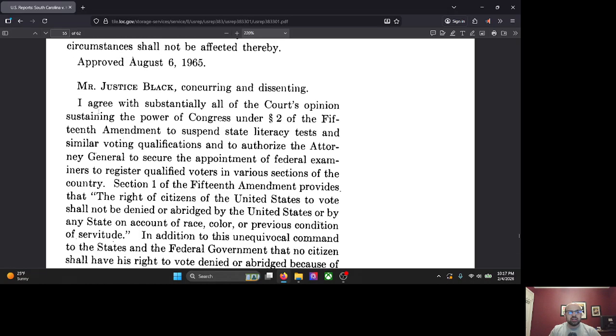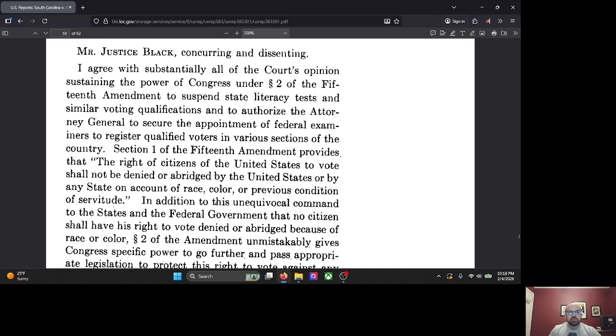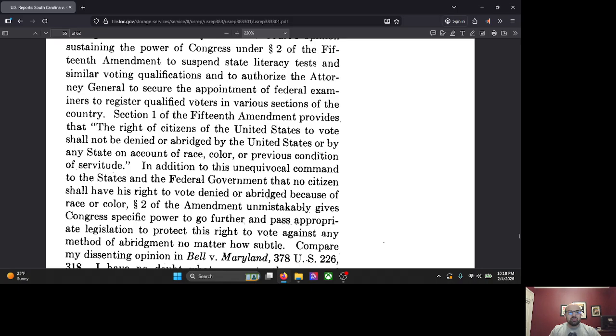Mr. Justice Black, concurring and dissenting. I agree with substantially all of the court's opinions sustaining the power of Congress under subsection 2 of the 15th Amendment to suspend state literacy tests and similar voting qualifications and to authorize the Attorney General to secure the appointment of federal examiners to register qualified voters in various sections of the country.